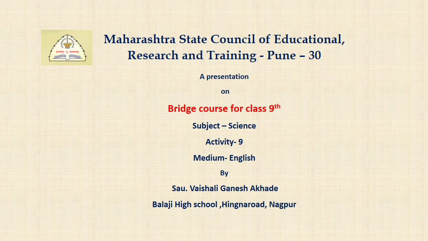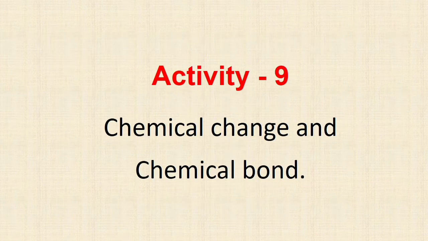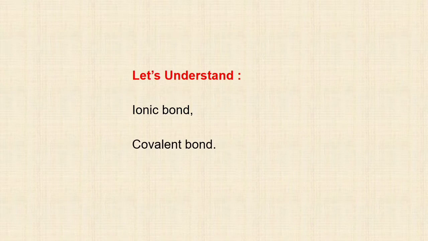This is our activity number 9 for class 9 subject science. Activity 9 is based on chemical change and chemical bond. Let's understand what is ionic bond and what is covalent bond.